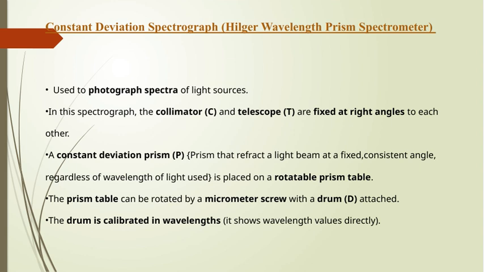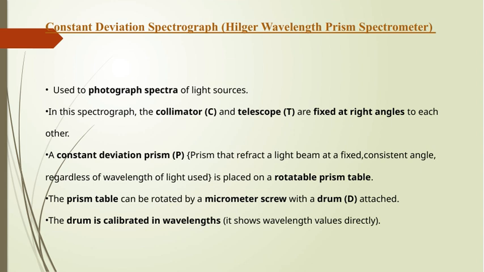The key component here is the constant deviation prism. Marked as P, this is a special type of prism that refracts a light beam at a fixed and consistent angle, no matter what wavelength of light is passing through. This property allows us to accurately determine the wavelength by observing how much the beam deviates. This prism is mounted on a rotatable table, which means we can turn it to different angles.